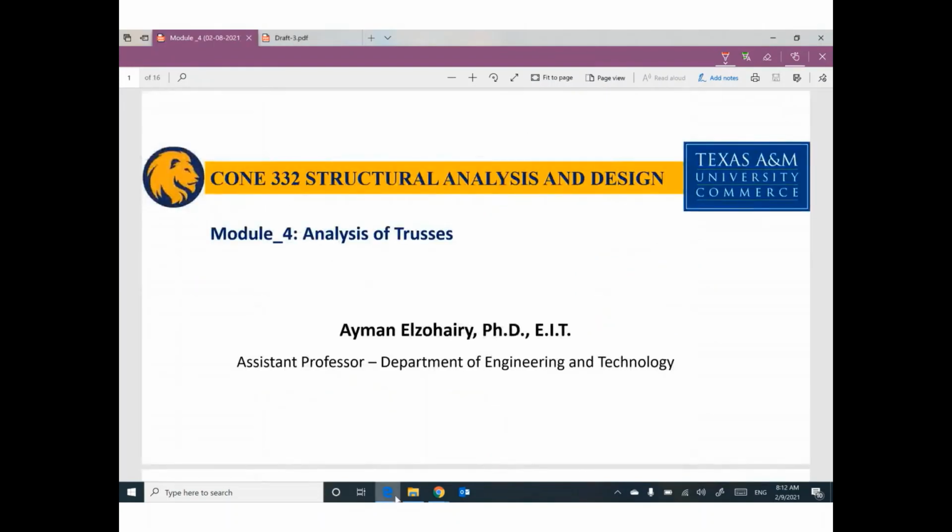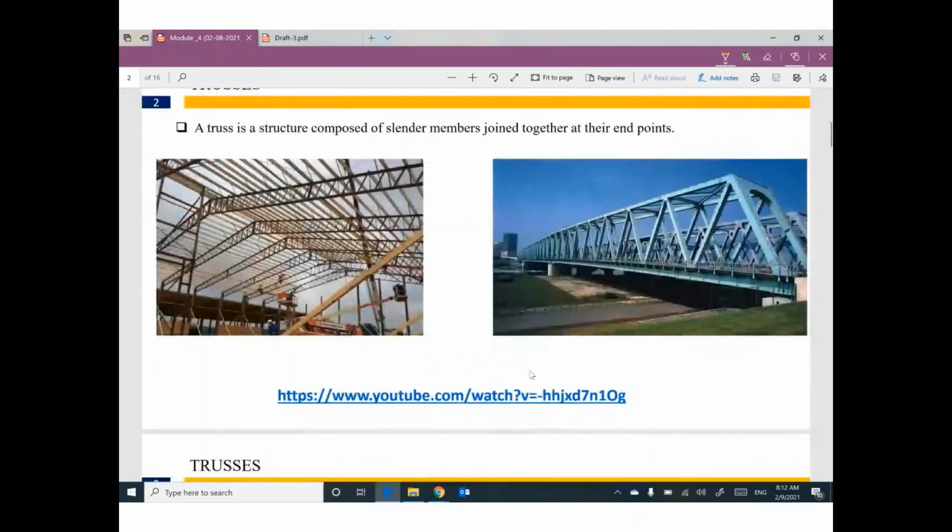So guys, trusses looks like this. We have many members, this member, and this member, and this member. All of these members are connected together at something called joint. If you construct a structure like this, and finally this structure is supported here, and supported here, and supported there, this structure can be called truss.